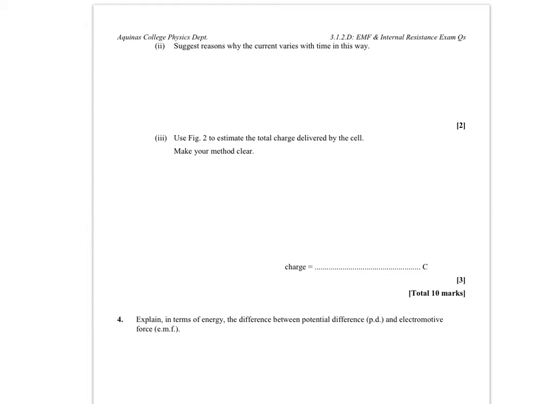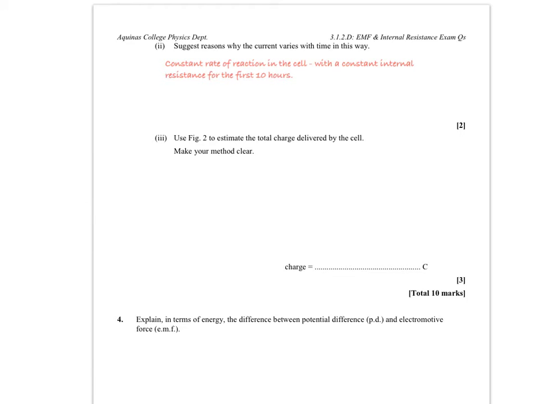For part 2, we're asked to suggest reasons why the current varies this way. So why is it constant for 10 hours? Why is it then dropped? So it's going to be constant current because there'll probably be a constant rate of reaction within the cell. So constant internal resistance as well, and that will last for the first 10 hours. That's why we would expect a constant current, because we wouldn't expect any changes to have occurred. Cells operate through chemical reactions.